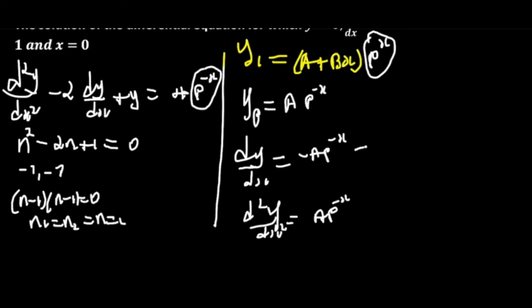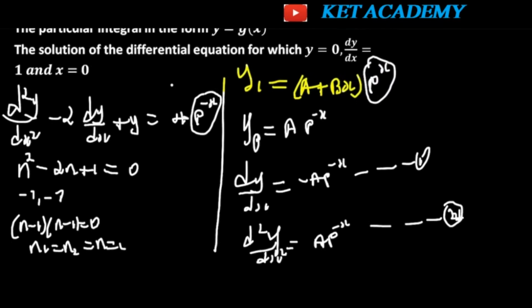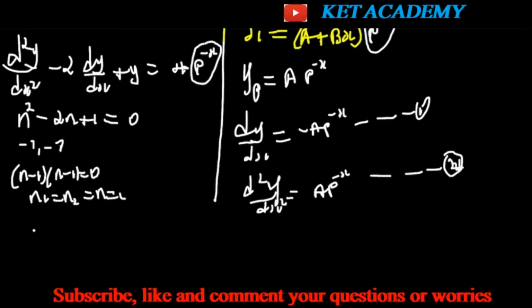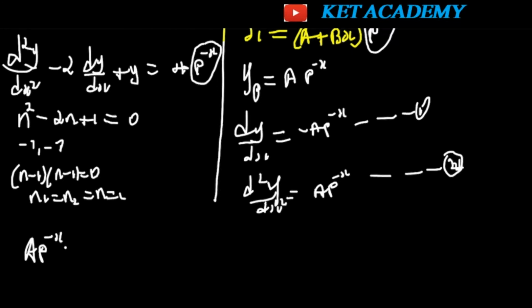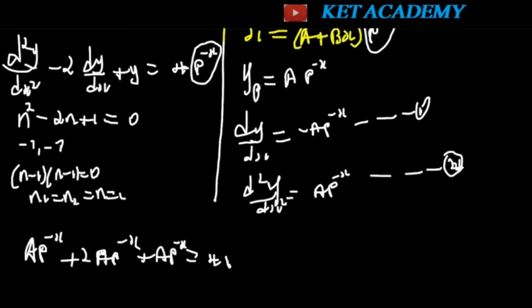So we're going to call our first derivative equation 1, our second derivative equation 2, and our original equation we're going to call equation star. So we'll say equation 1 and equation 2 in equation star, we're going to get a e to the minus x minus 2 times minus a e to the minus x, so it's going to give us plus 2a e to the minus x, now plus y, our y should be plus a e to the minus x, so this will be equal to 4e to the minus x.